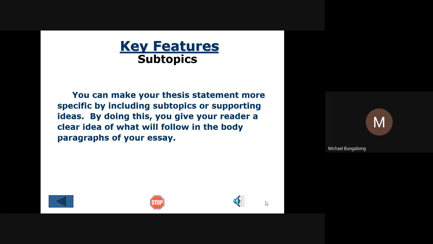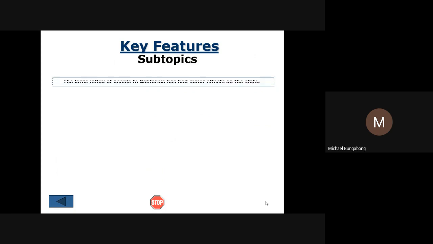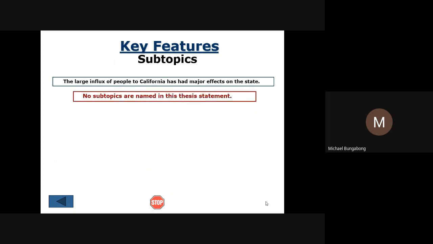So now, let's talk about the subtopics. We know how to make a thesis statement. We know where to find a thesis statement. We know that there is a main idea to make it a complete sentence and things like that. So now let's talk about the subtopics. What is the importance and the role of the subtopics in a thesis statement? You can make your thesis statement more specific by including subtopics or supporting ideas. By doing this, you give your reader a clear idea of what will follow in the body paragraphs of your essay. So, just like this: the large influx of people to California has had major effects on the state.